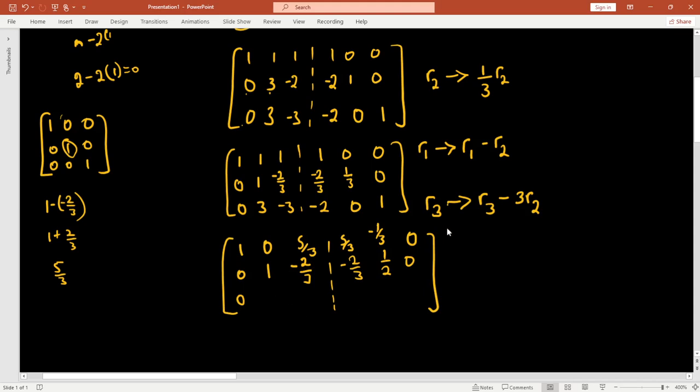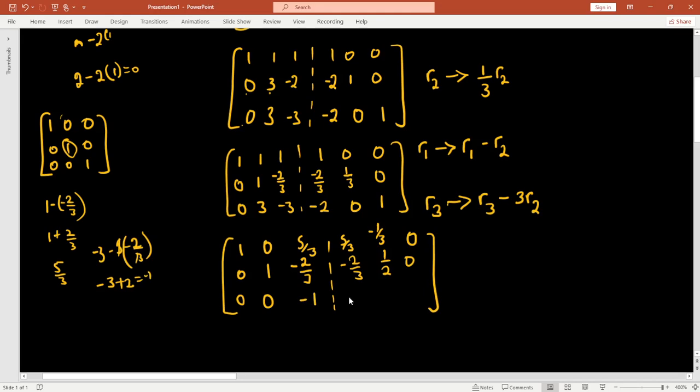So here we have row 3 should be equal to row 3 minus 3 row 2 here. So if we multiply this 1 by 3 and then we say 3 minus 3, we're going to get a 0 here. Then below here we're going to say negative 3 here. So negative 3 minus 3, negative 2 over 3 here. So this and this will cancel. Then we're going to have negative 3 plus 2, which will give us negative 1. So that means our entry here is going to be negative 1.